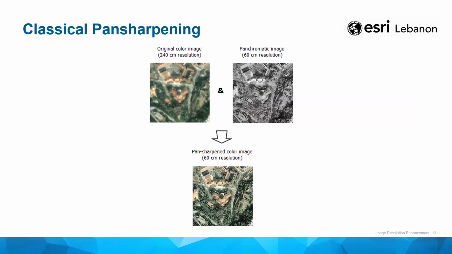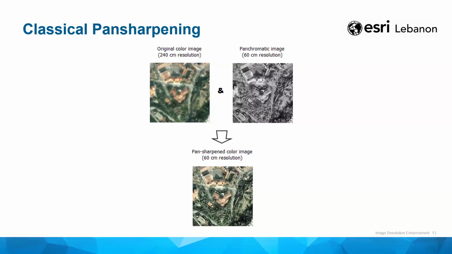Okay, the other method that I'll be talking about is called pansharpening. In this slide, I'm going to show a classical pansharpening. On the top left, you can see the original color image, which has good color but relatively low clarity. It's 240 centimeter resolution. And on the top right is the panchromatic image. As you can see, it's grayscale, but it has much finer detail, 60 centimeter resolution.